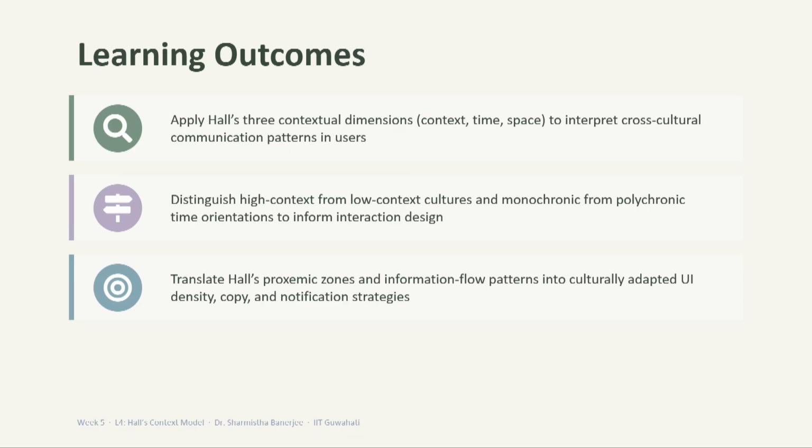We will distinguish between high context and low context cultures and monochronic and polychronic time orientations to inform interaction design. Then we will translate Hall's proxemic zones and information flow patterns into culturally adapted UI density, copy and notification strategies, and see the implications of all of these on user research.